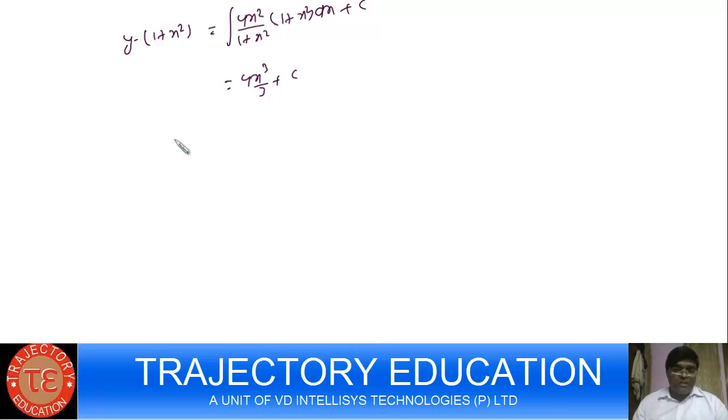Now we have to evaluate the constant. It is passing through the origin. Since it passes through the origin, y equals 0 and x will also be 0. So it gives you c equal to 0, and the equation of the curve is going to be 3y(1 plus x square) equals 4x cube. That's going to be the equation of the curve. The curve passes through the origin.